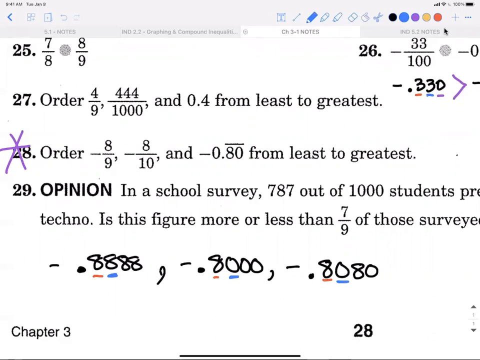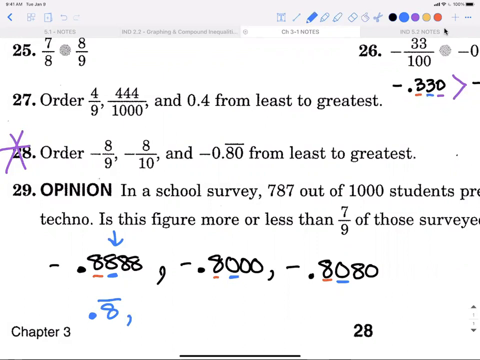8 is bigger than 0, but I'm on the negative side. So is 8 going to be less than or greater than? Less than. It's going to be opposite, right? So I know between these, my smallest number is going to be my -0.8 repeating. Okay, that's going to be my smallest number, which is this one right here. I'm just writing it shortcut there at the bottom.